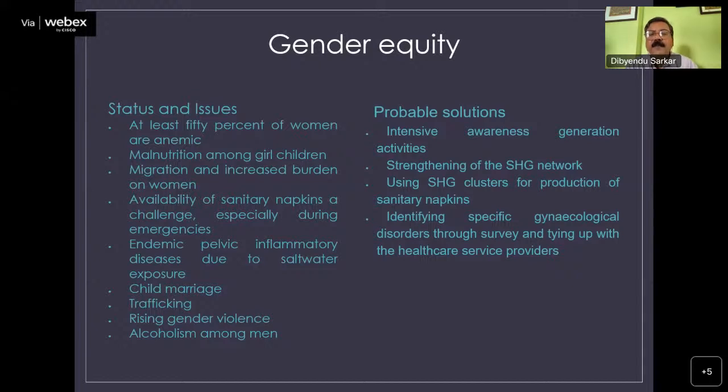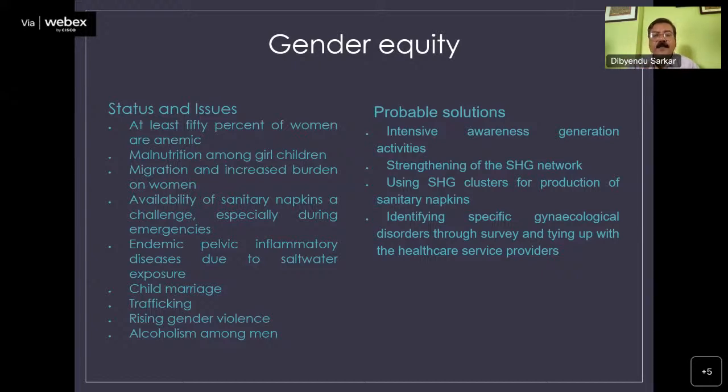What might be the solutions? Intensive awareness generation activities, certainly. There is no alternative to that. Strengthening of the SHG network, self-help group network, is important to assert the rights of women and to empower them to raise their voices.